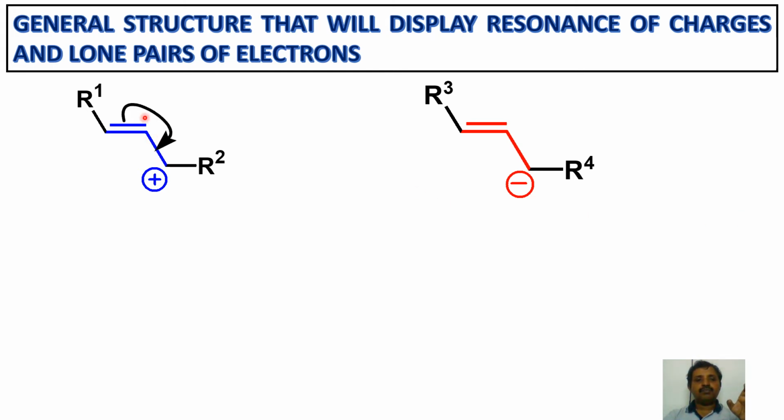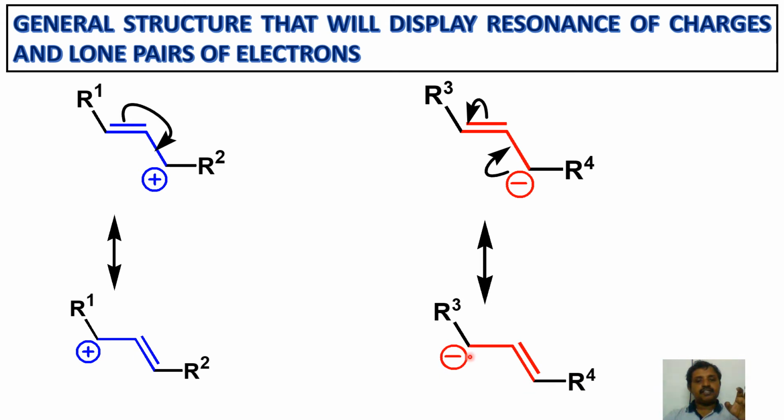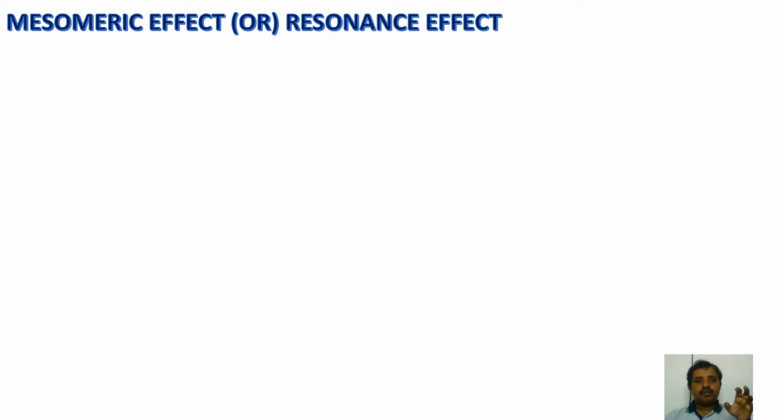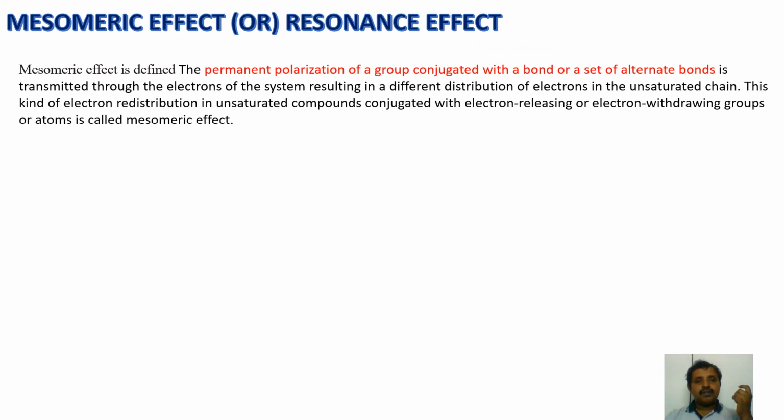Here the double bond is moving, which forms a structure like this. Double bond is moving, which forms a structure like this. Here the negative charge is moving, which gives a structure like this. Now, mesomeric effect and resonance effect. Mesomeric effect is defined as a permanent polarization of a group through a conjugated system.